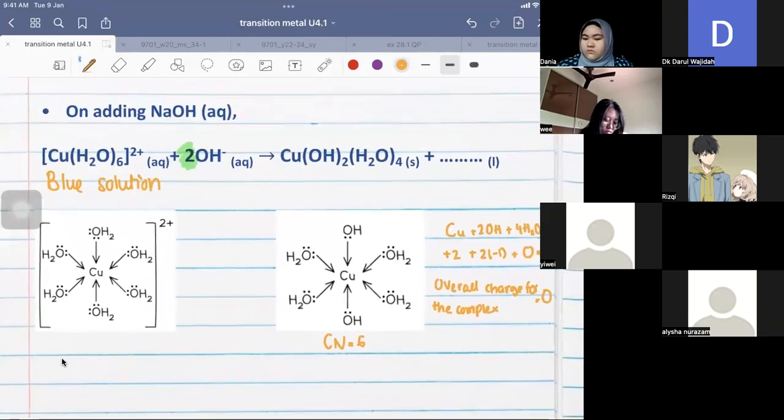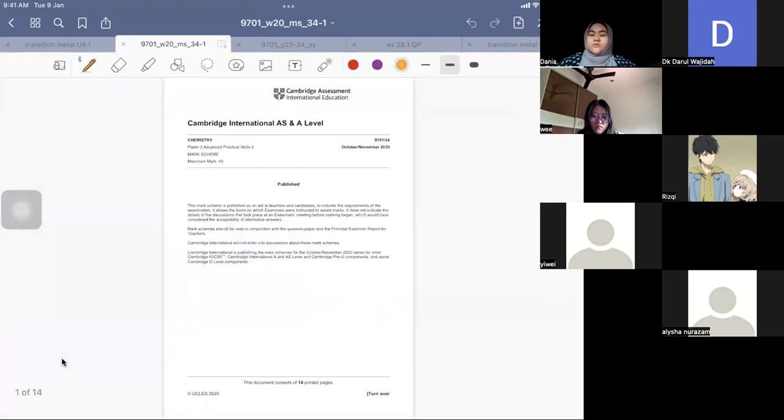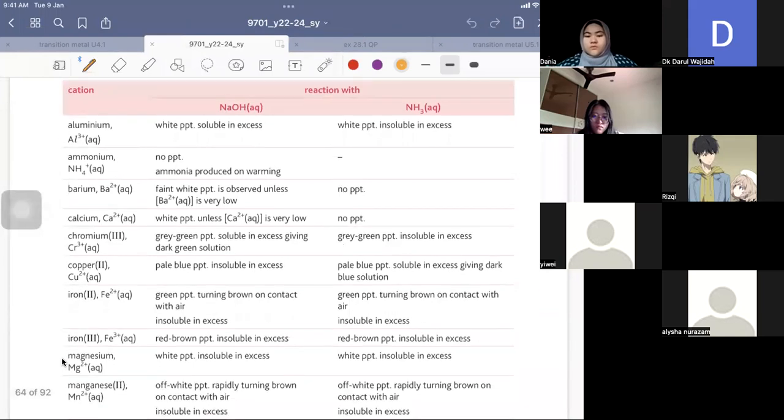And the appearance of this solid is actually a blue precipitate. Sometimes they use the word pale blue, but blue precipitate should be enough. So this blue precipitate, copper hydroxide, is the precipitate that you see when you add a few drops of sodium hydroxide or a few drops of ammonia. This pale blue precipitate is actually your copper hydroxide. So when we write down copper hydroxide, we write it as CuOH2.